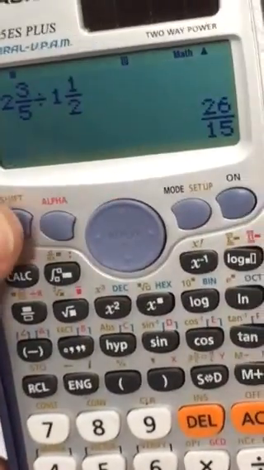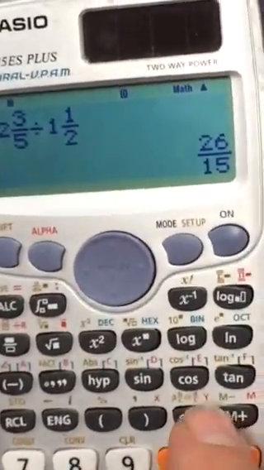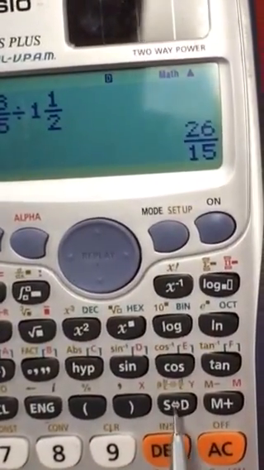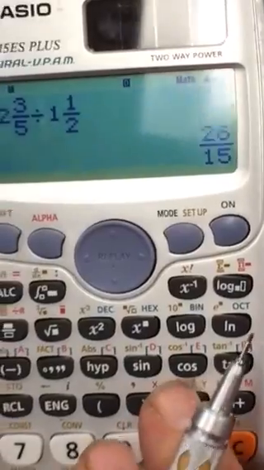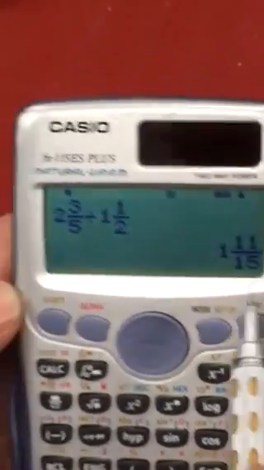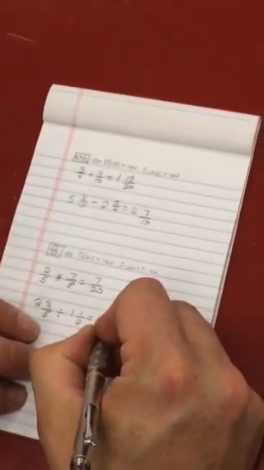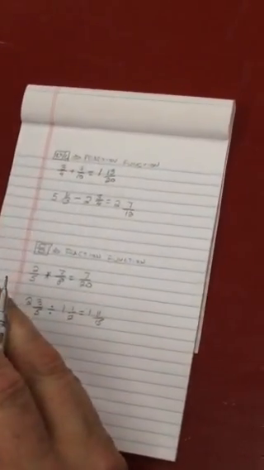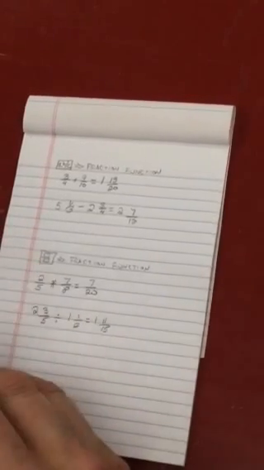So once again, I go to the shift, and then I press this key right here, the one that's got the S with a double arrow head and a D. Press it, and there you go. You can see your mixed number answer. And once again, it looks just like you'd write it on your paper. So I'd write 1 11/15, and we're done.